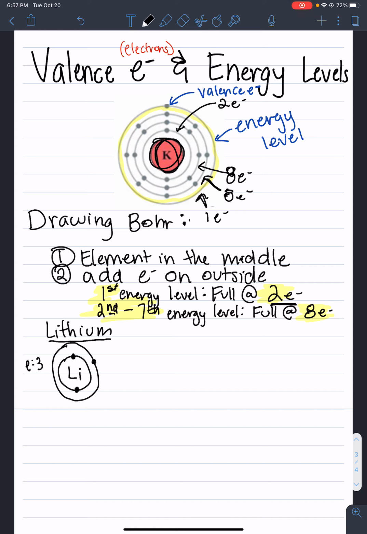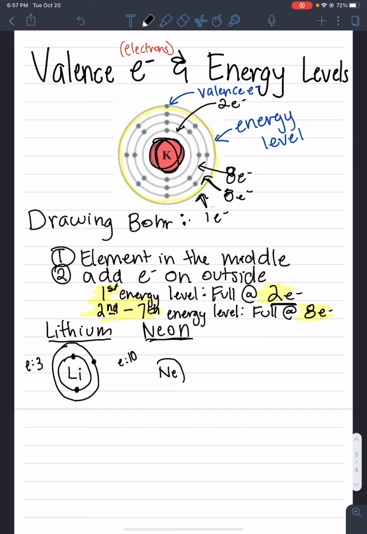So let's move on to do neon. Okay, that's going to be our next one. So neon. So if you want, you can pause the video and try to see if you can figure out how to draw this yourself. But if you go and you find neon on your periodic table, it's in group 8A, period 2. So you find neon, you write it in the middle, and then I would put how many electrons there are. So on neon, there's going to be 10 electrons.